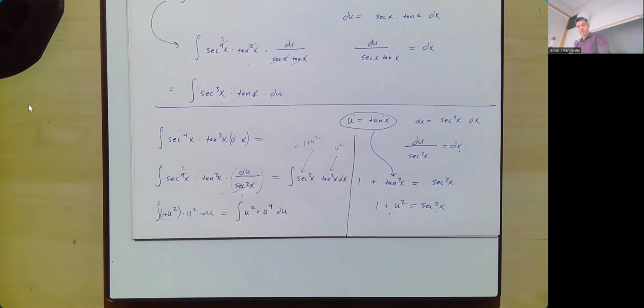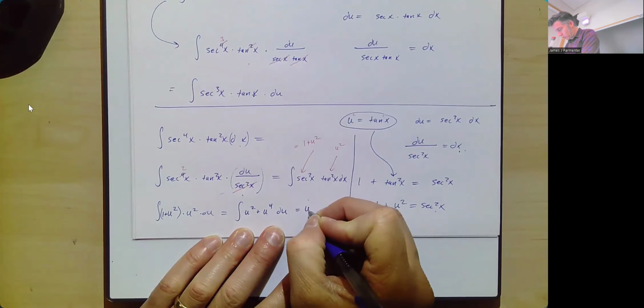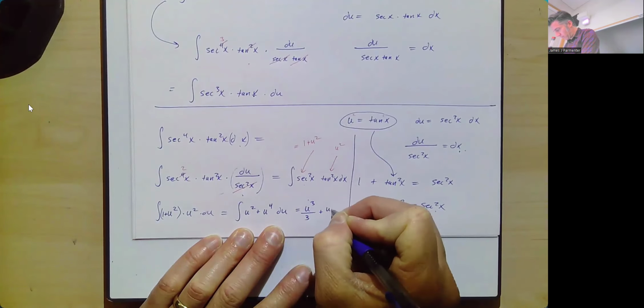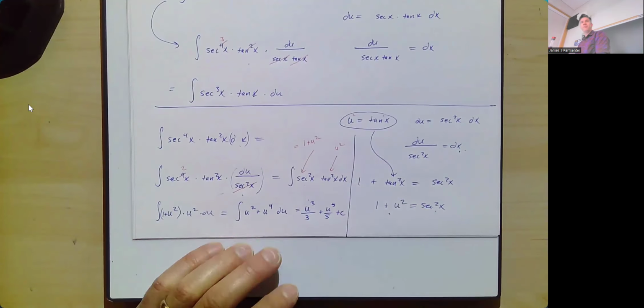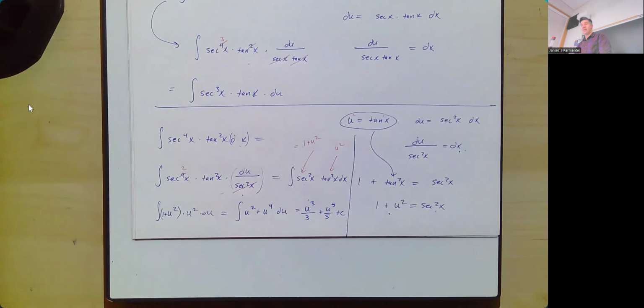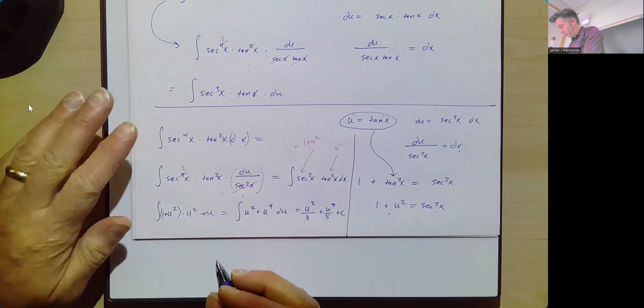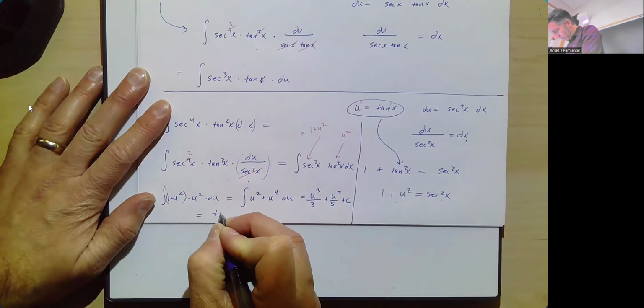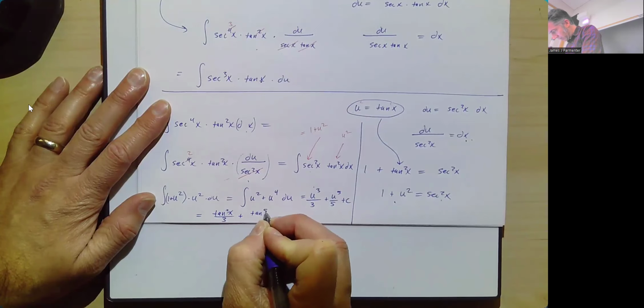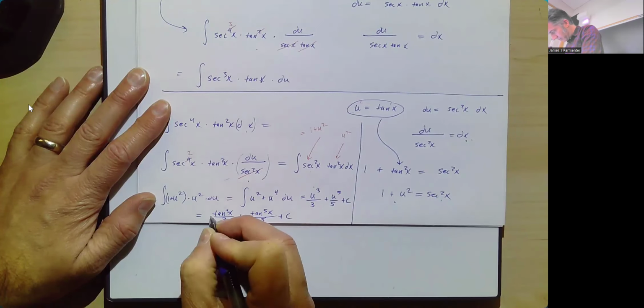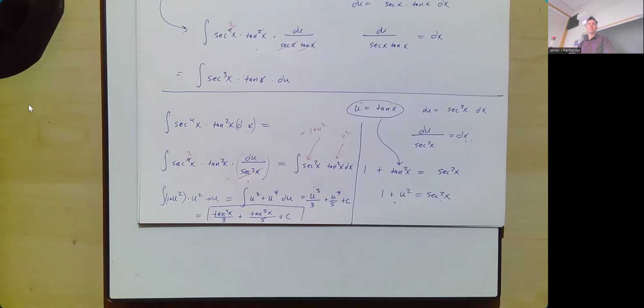If I anti-differentiate those things, I get u cubed over 3 plus u to the fifth over 5 plus c. And if I plug back in the fact that u is equal to tangent, I end up with tangent cubed x over 3 plus tangent to the fifth x over 5 plus c. And again, I don't know how much of this your teachers are actually expecting you to do or are showing you, but it does come up in section 8.5. So here's a couple examples of it. And now let's move on to other things.